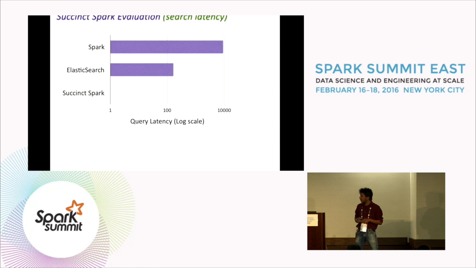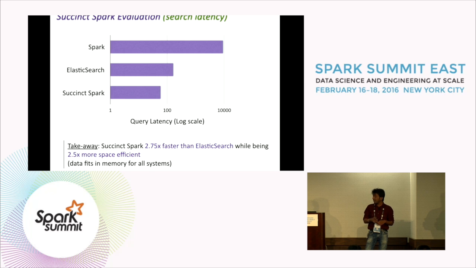And if you use Succinct Spark now, so Succinct integrated with Spark, you can execute this query in almost 70 milliseconds, which means that you're roughly 2.75x faster than even Elasticsearch outside of Spark. And this is when everything fits in memory, so you are also being more space efficient because of Succinct compression. Okay? So we are not just being space efficient, you can actually run faster queries with a lower memory footprint, so you gain two advantages. So this was for search.